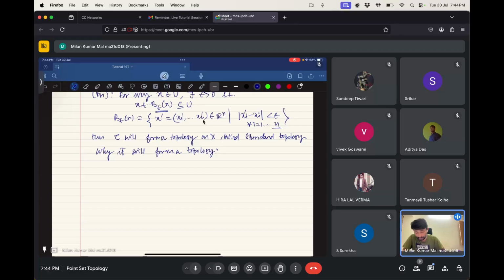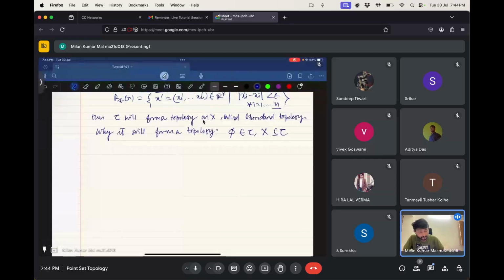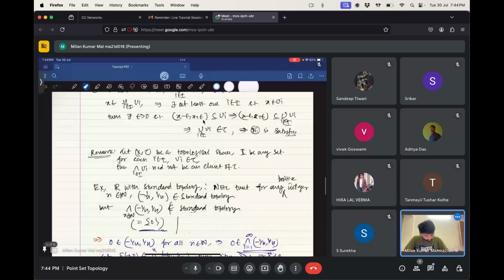First of all, the empty set will be there, because the empty set vacuously satisfies the condition: for every x belonging to U, there exists an epsilon greater than 0 such that x belongs to B epsilon of x, a subset of U. Now the empty set will be in tau, and X will also be in tau. Why will X also be in tau? This is similar to the previous way. For every x in R to the power n, R to the power n will also be in tau. Just I want to check whether it is written X or R.